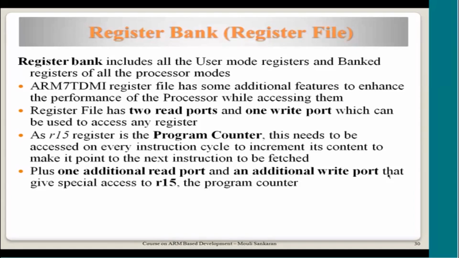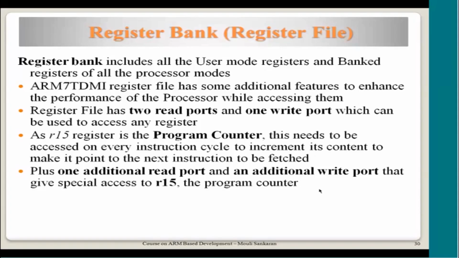What does it mean? For accessing R15, you can use these ports. These ports allow reading and writing of R15 independent of any read or write happening on the other registers in the register file, so they can happen in parallel. So effectively there are 3 read ports and 2 write ports, but one is very unique and special, in that it can be used only for accessing the program counter.